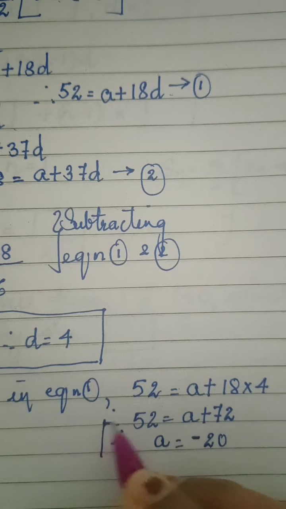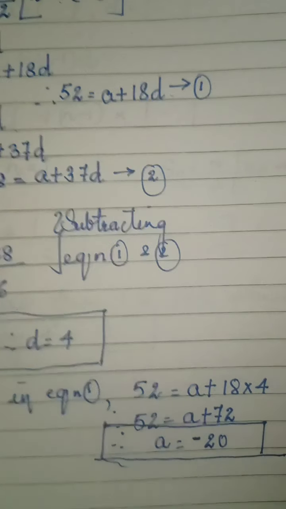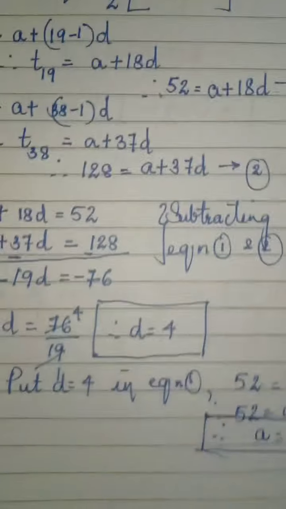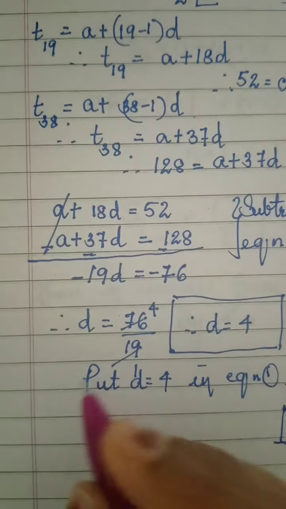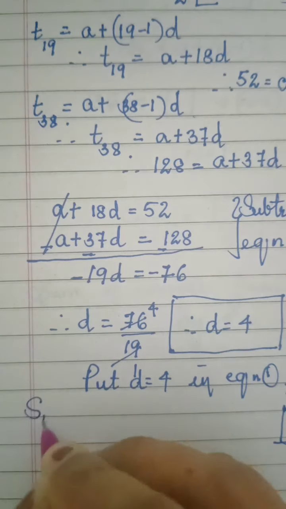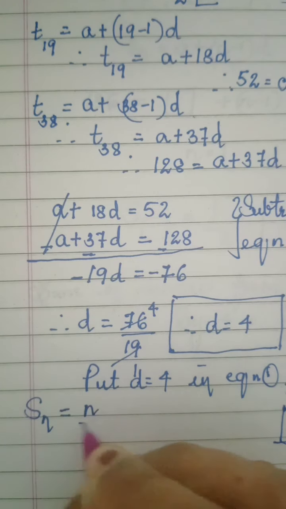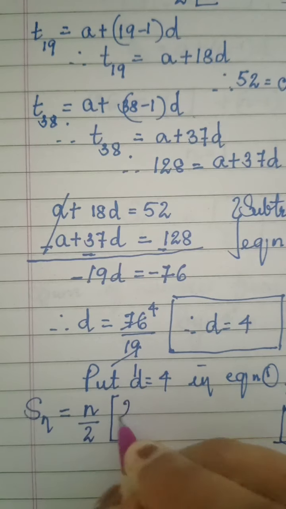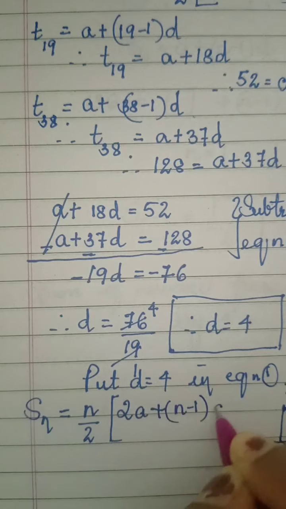Okay, so we have A, we have D. Now let us find out the sum. What was the question, children? Sum of the first 56 terms. That is the question. So what is the formula for the sum of the number of terms? The formula we know is S n is equal to n upon 2 into 2A plus n minus 1 into D.